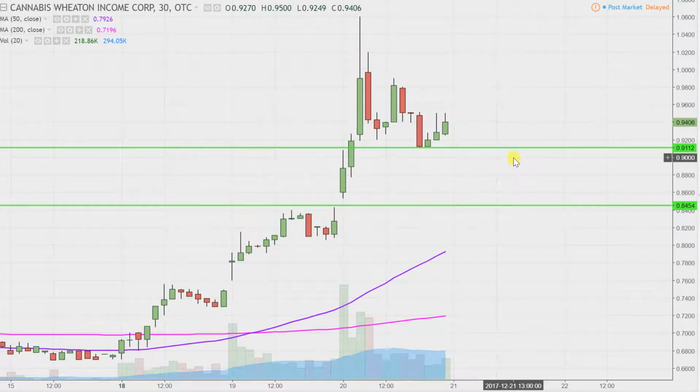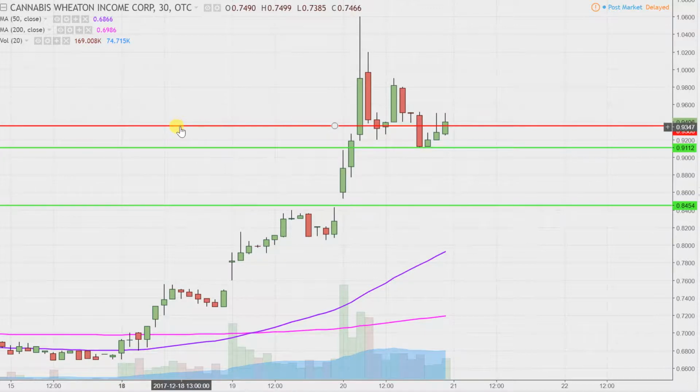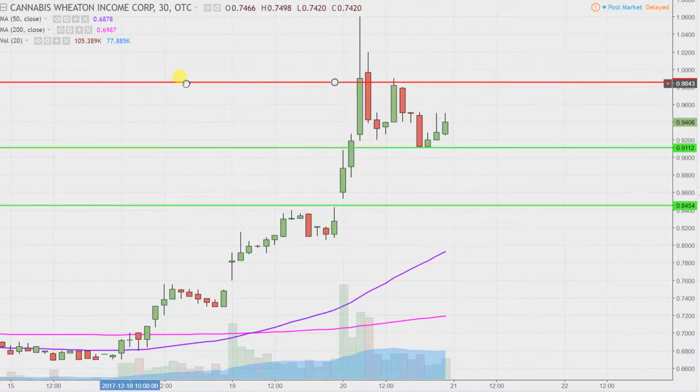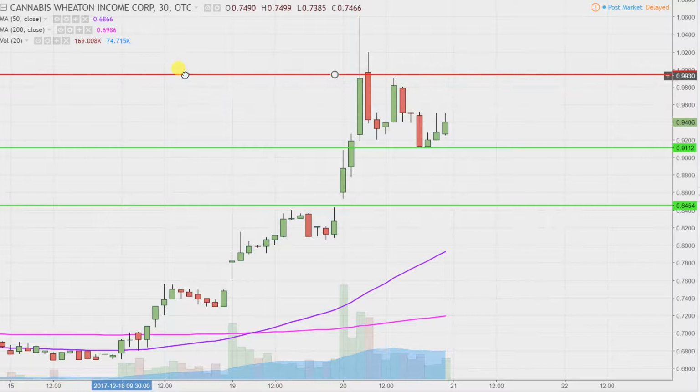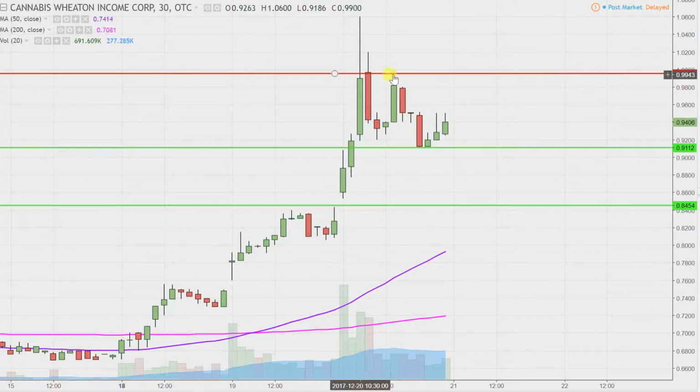What about areas of resistance? If this movement is going to continue, where are some of these key battlegrounds at? I'm just going to talk about one level of resistance, and I'll explain that in a second. And to me, that level of resistance is right up here at the dollar mark. So dollar, public enemy number one going forward.